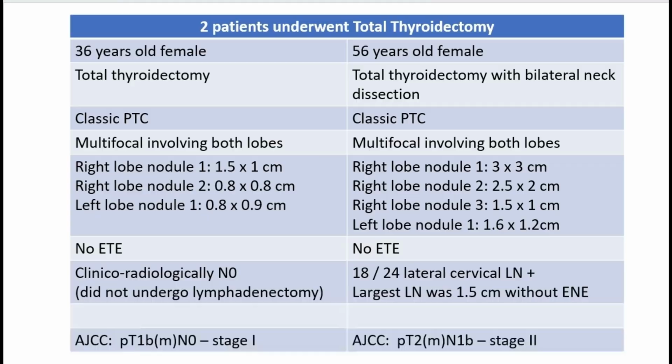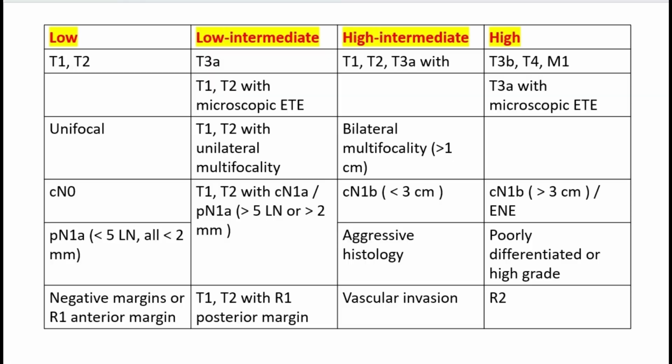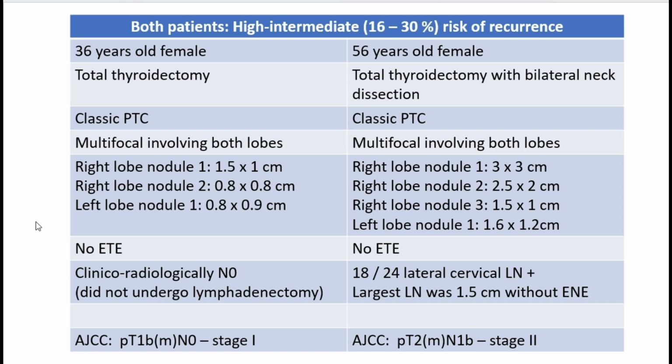So, though both of our patients fell into different AJCC staging, if we put both of our patients in this tabular column and calculate the risk of recurrence, both will end up in the same ATA high intermediate risk of recurrence category. So, 50% of the job is done. This does not complete the picture.